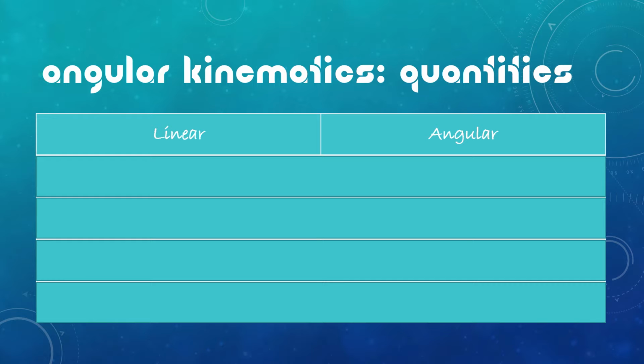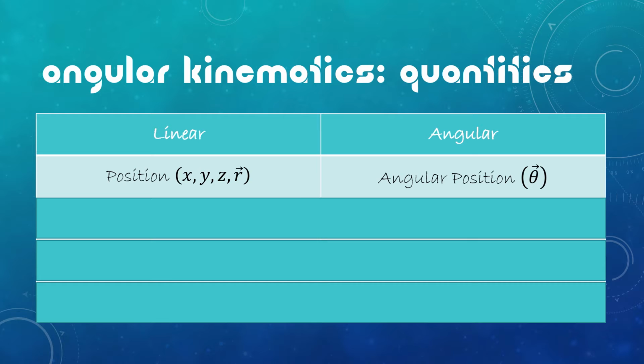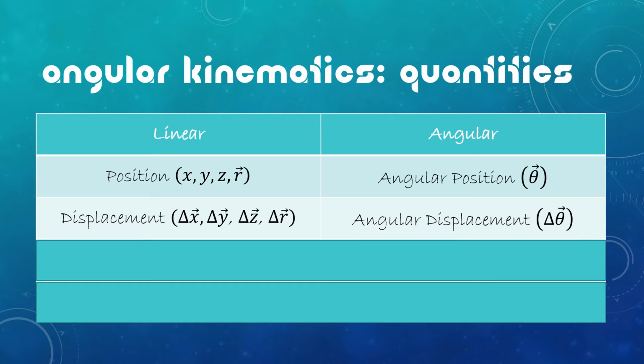There's a lot of similarities between linear kinematics and angular kinematics. So let's start by looking at those quantities that we've studied. For example, we started out with an object's position. We used either the x, the y, or the z variables to represent where it is located, or maybe even an r vector that included all three directions. With angular motion, we use the angular position of an object, and we use the symbol theta to represent that angular position.